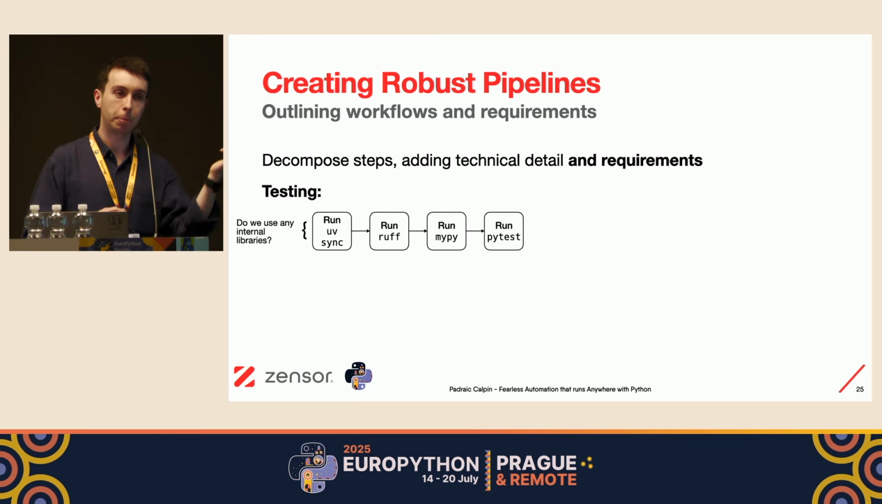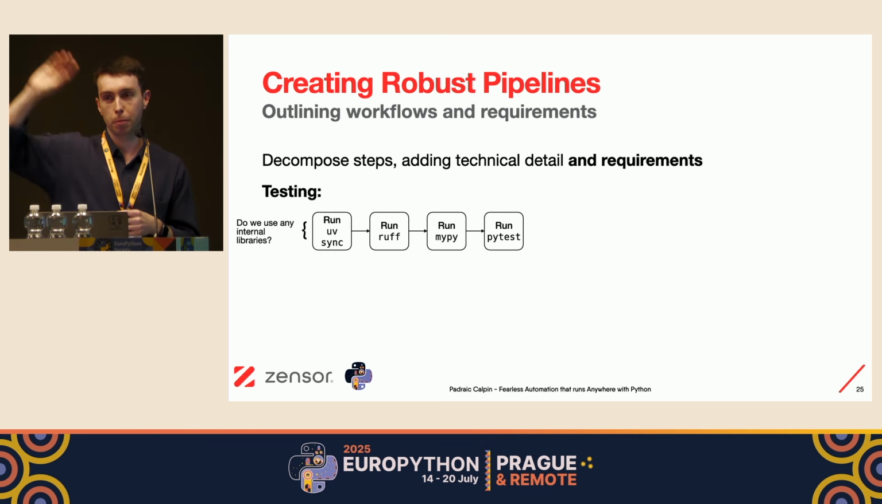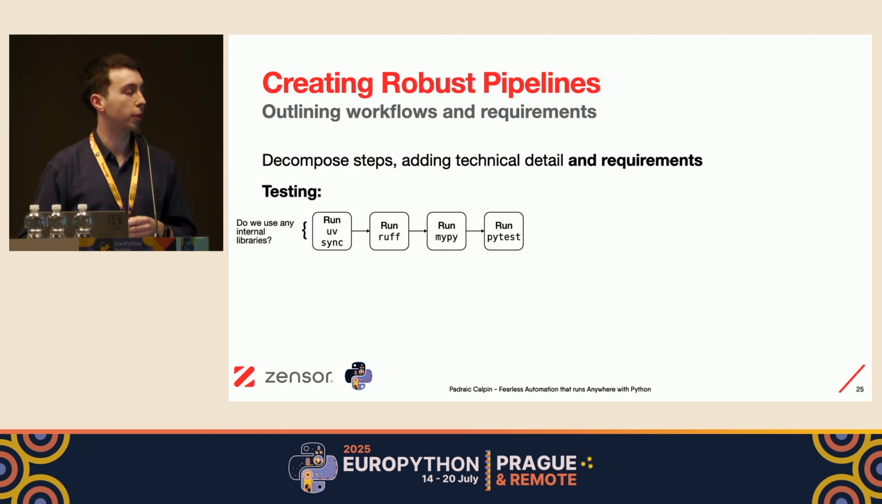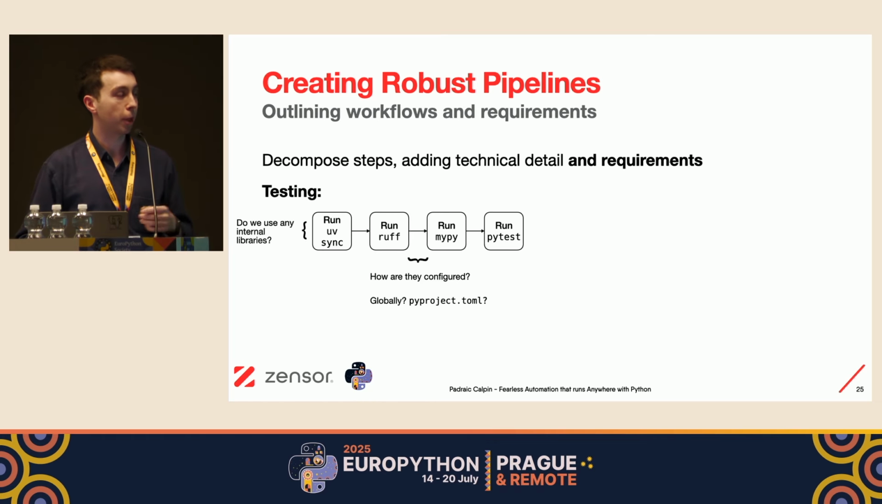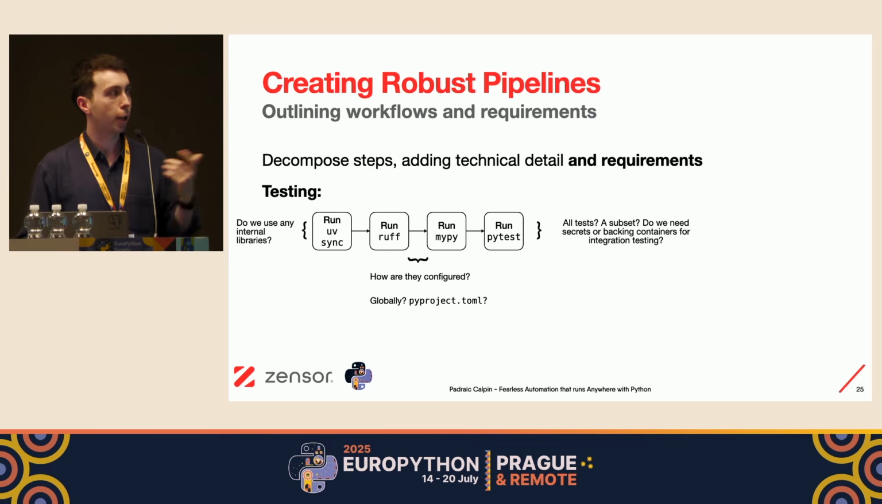Are we using public PyPI? Does our security team have a private mirror? Or do we have some internal packages where we need to authenticate with some other secondary registry to pull some private packages? We're using Ruff and MyPy. How are we configuring those? Are we expecting a global config to be present on the system, or is it in the pyproject.toml, for example? And okay, we want to run tests.